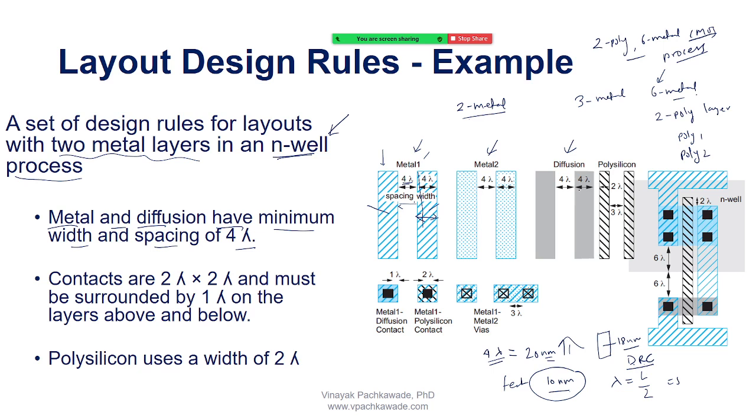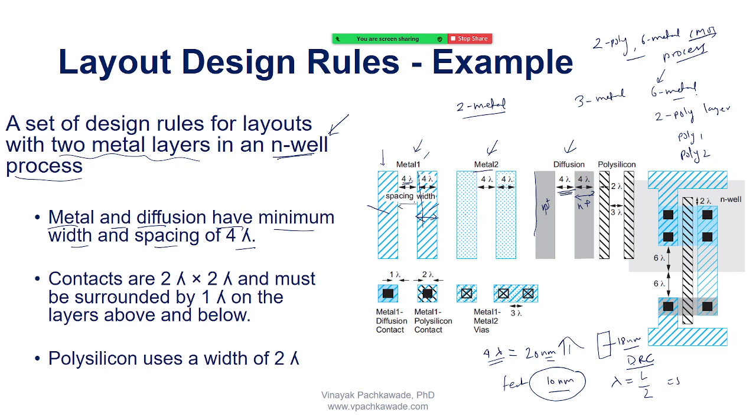Let's talk about diffusion. The minimum width again I have to obey as a designer is 4 lambda, and if I have 2 diffusion layers, say this is n plus, this is n plus, or one is p plus or another, whatever it could be, the spacing should be minimum 4 lambda. This is how the rules have to be. So metal 1 and metal 2 layers are shown by different diagrams. You see there are lines here, there are dots here, just to distinguish between the two.